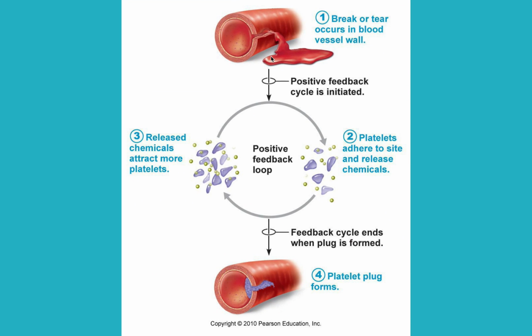Again, here's the positive feedback cycle. So there's a tear, platelets come, they release chemicals which attract more platelets, which release more chemicals, which attract more platelets, which release more chemicals, etc., until we have this platelet plug and we're not bleeding anymore.